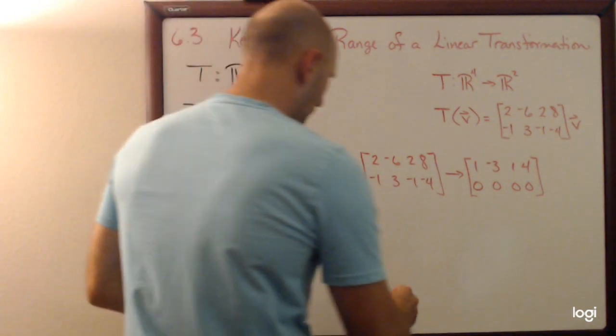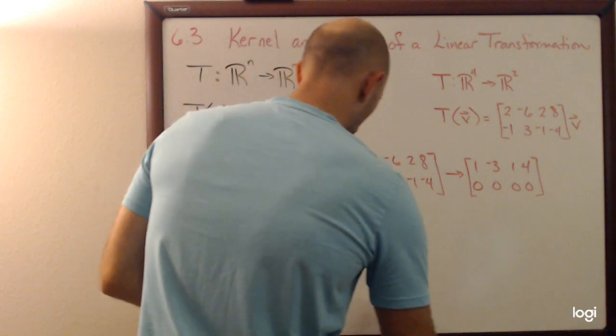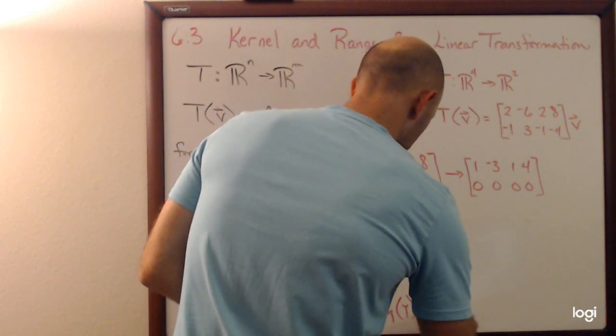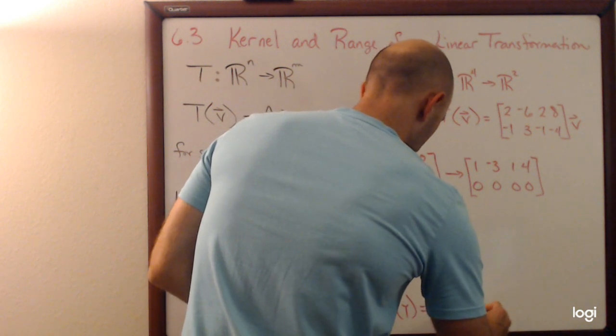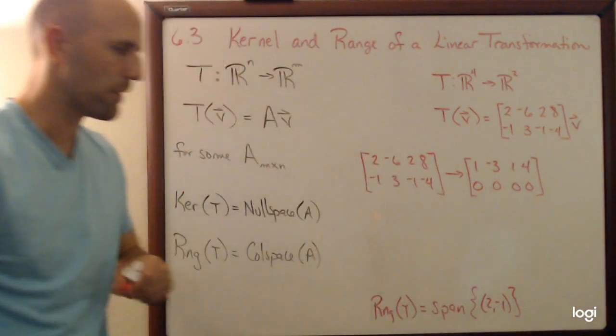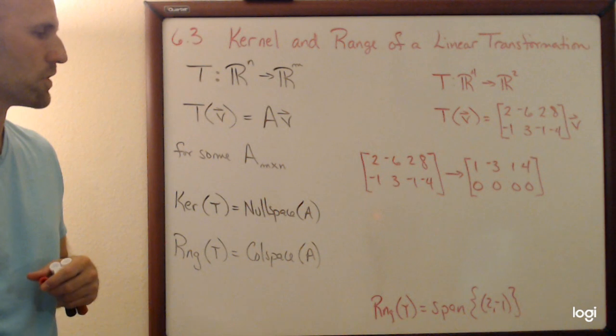And I can already write down that the range of T is the span of just that one vector. So the range of T is just that one vector.